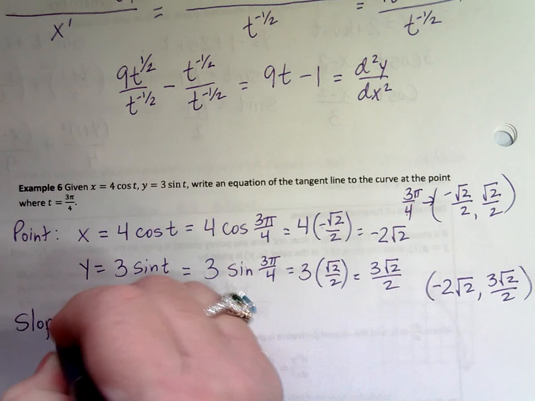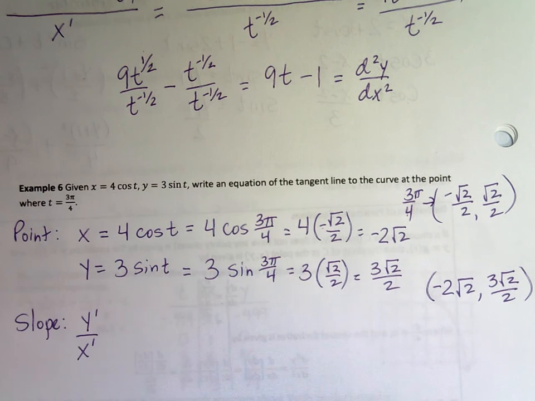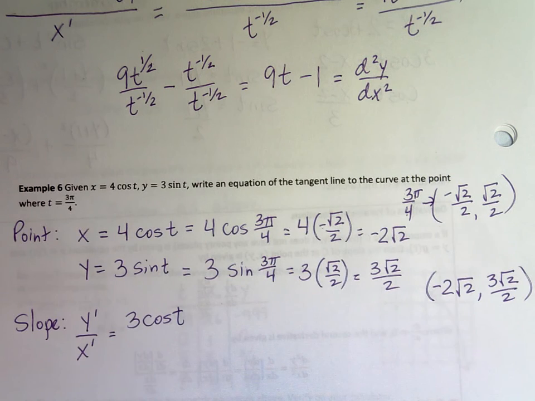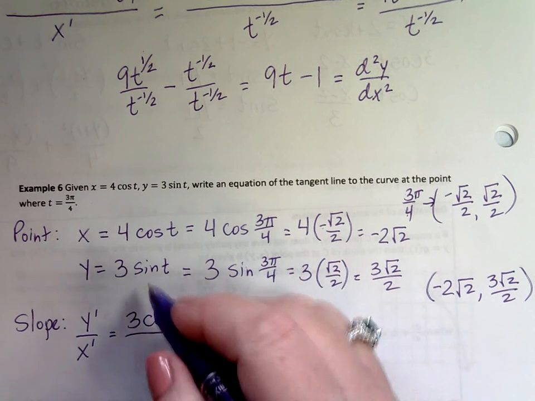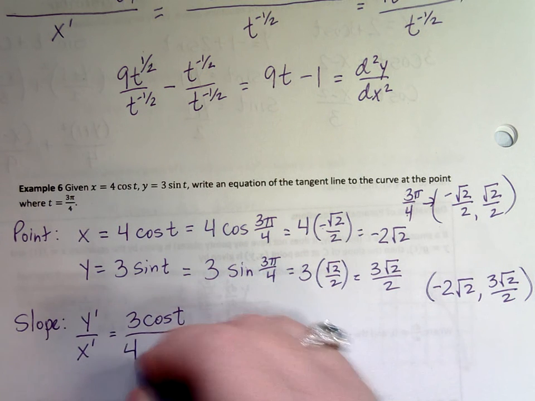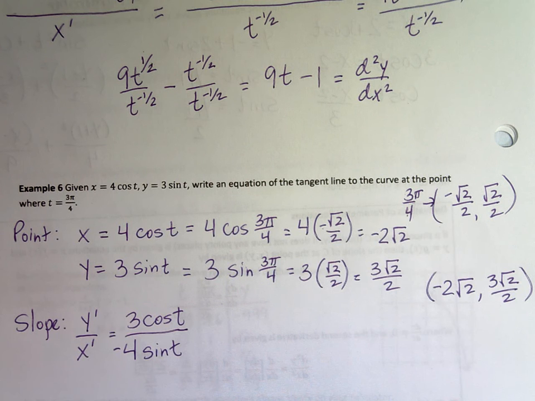Well, the slope is going to be y prime over x prime, right? It's going to be the derivative of y over the derivative of x. So go to your y equation and find the derivative. That's going to be 3 cosine of t. For x, the derivative of cosine is negative sine, so it's 4 times negative sine of t. I'm going to put the negative in front. But I want to know what it is when I evaluate that at 3 pi over 4. I need to know a number for the slope.